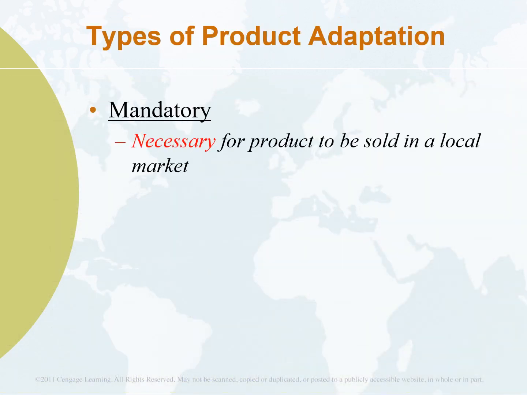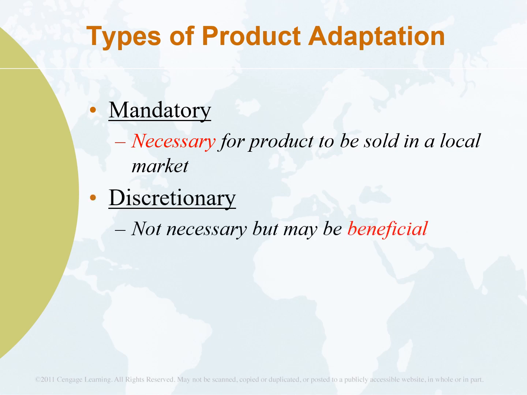Types of adaptations. What kinds of product adaptations are there? Okay. First is mandatory. It's necessary for a product to be sold in a local market. You just have to do that, otherwise you cannot sell. Right? Other adaptations are discretionary. It's not necessary, but it may be beneficial to you. So you better do that, right, for your own benefit.